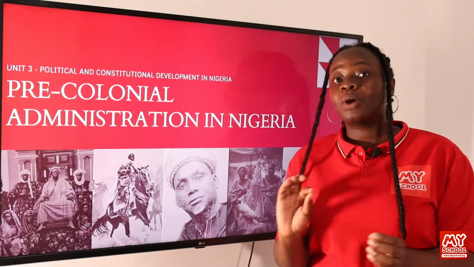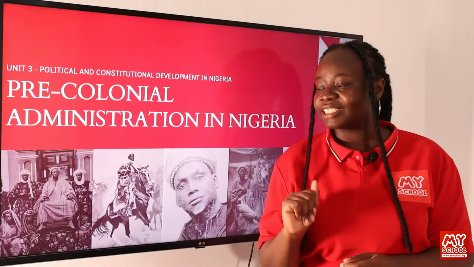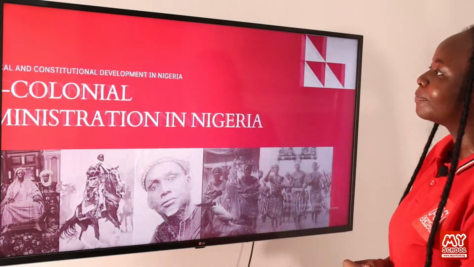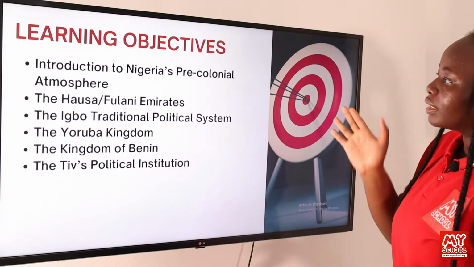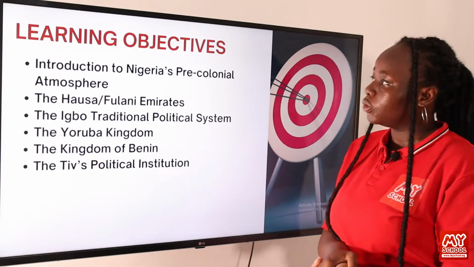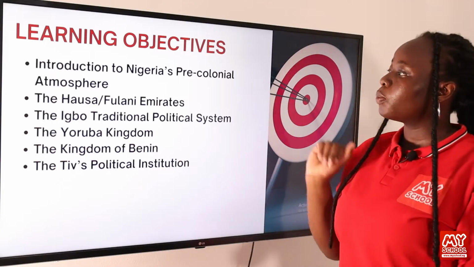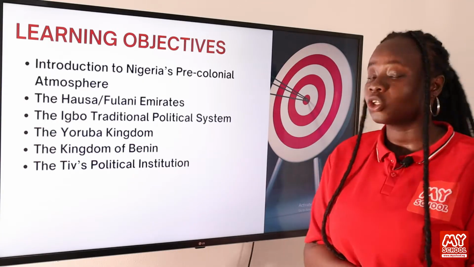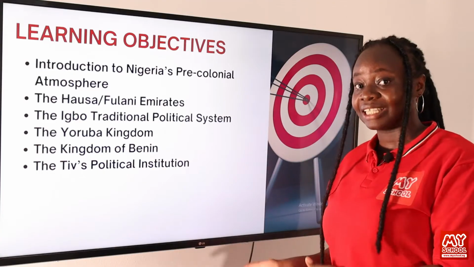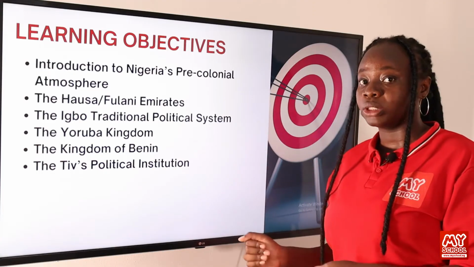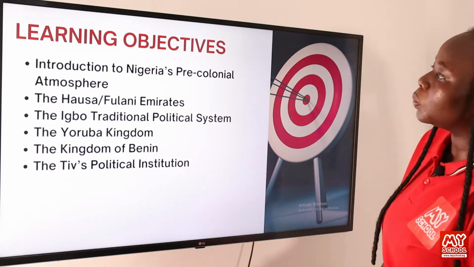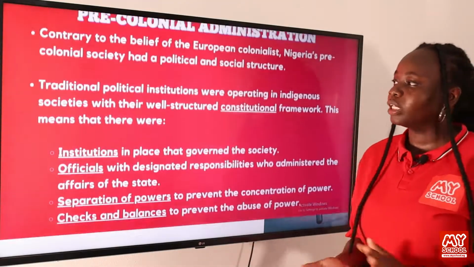Like I said earlier, we're moving on to pre-colonial administration in Nigeria. So let's dive right into it. Here's a list of things we're going to be discussing in this video lesson. We're going to begin with the introduction to Nigeria's pre-colonial atmosphere. Then we're going to discuss the 5 different kingdoms and political institutions that were present in Nigeria before the British came to colonize Nigeria. So let's begin with an introduction to Nigeria's pre-colonial atmosphere.